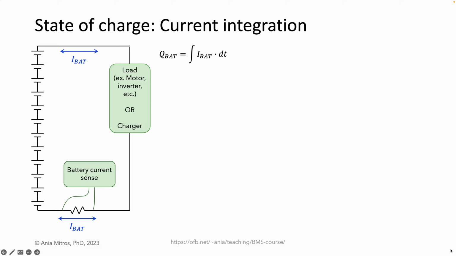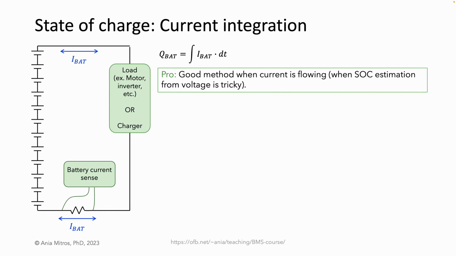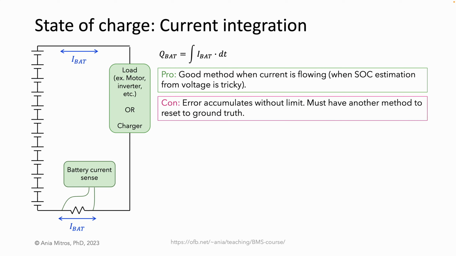We can integrate the current that flows into and out of the battery pack to calculate how many amp hours of charge are in the battery. This is a good method for state of charge estimation while current is flowing, when the voltage is not settled. Unfortunately, any offset error in the sensor is integrated along with the signal, and thus the total error grows with time and without limit. Let's take a look.